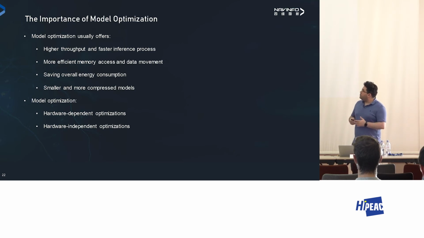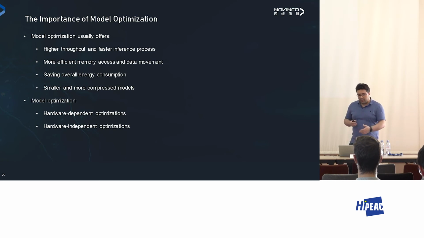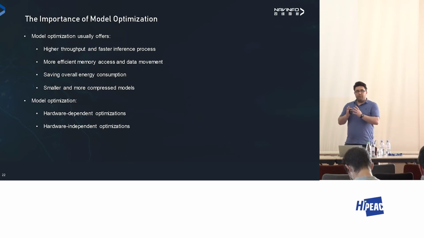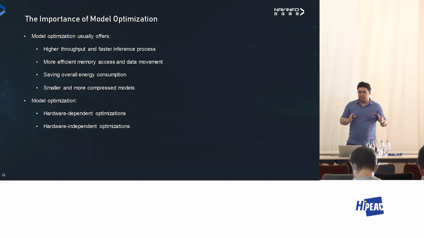Then we also mean by saving overall energy consumption. So whatever it can also result in saving energy consumption, even if it is not resulting in very much more FPS, it can be considered as optimization. And also sometimes the optimization is with the purpose of having the model smaller and more compressed. When we have a smaller model, the model simply becomes much smaller. It occupies less space in the memory, and also the memory transactions consequently become less.